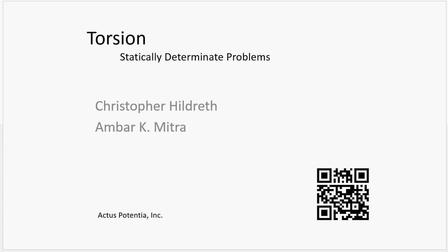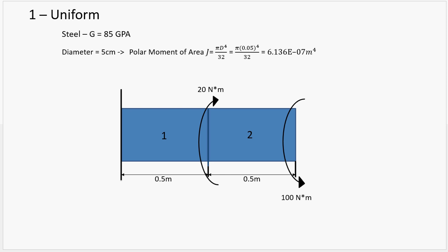Hello. In this video, I'm going to solve a statically determinate torsion problem. This first video, we're going to be working with a uniform shaft. It's about the most simple problem type. As you can see, it's one shaft of uniform geometry and composition.